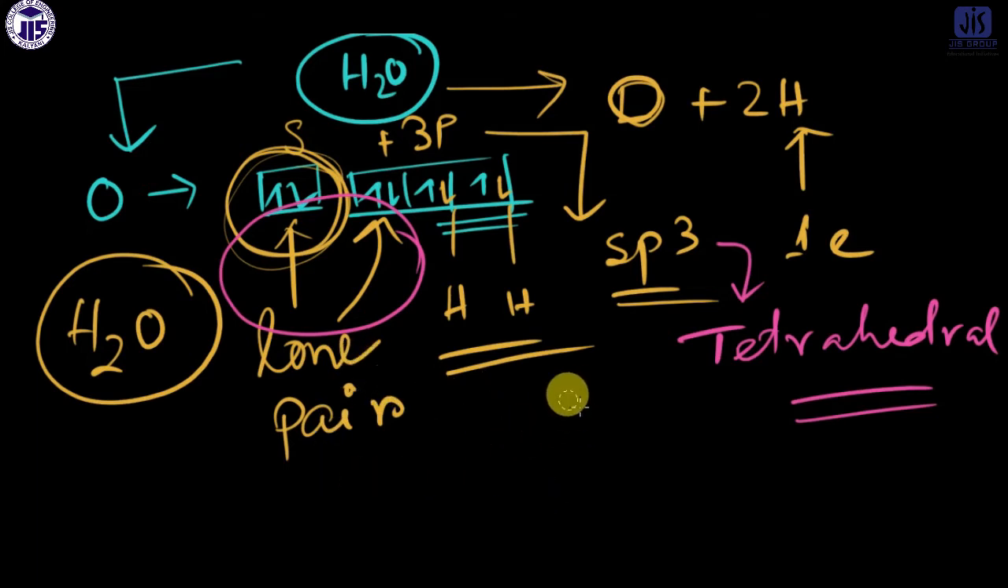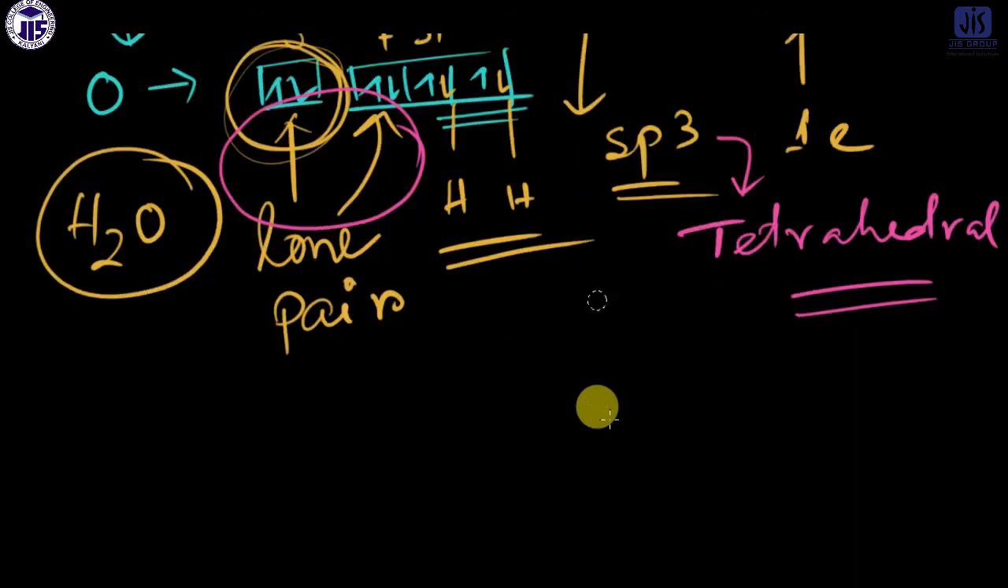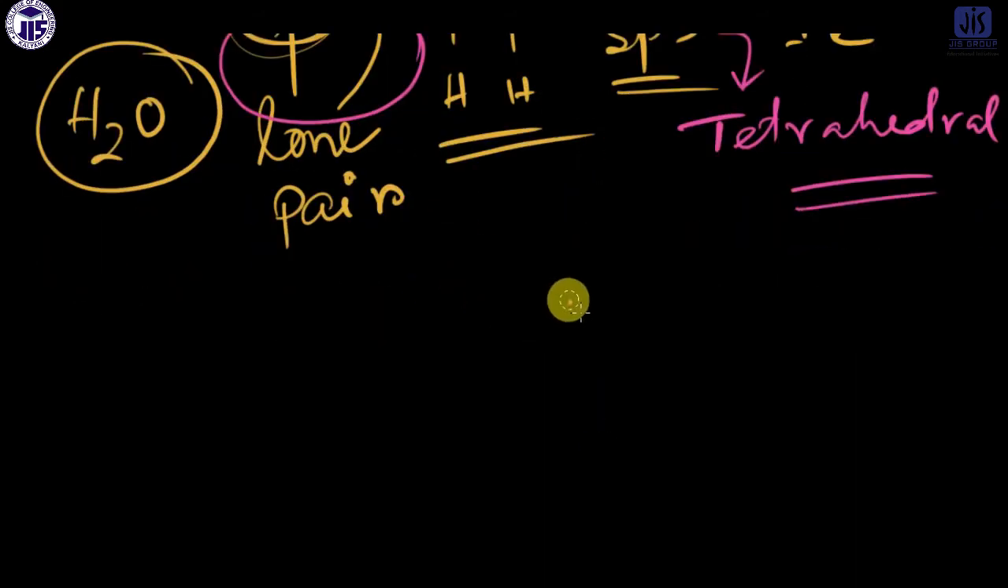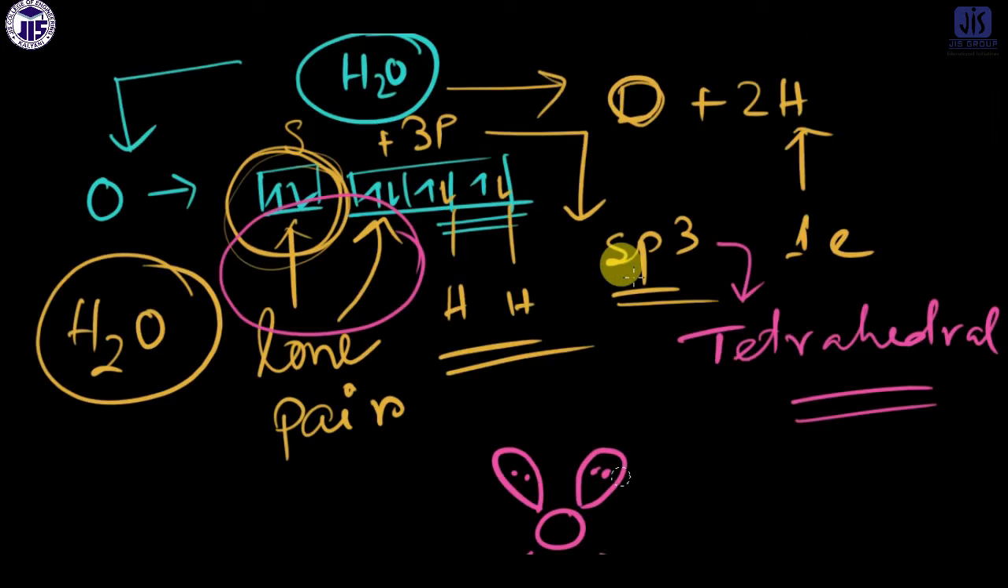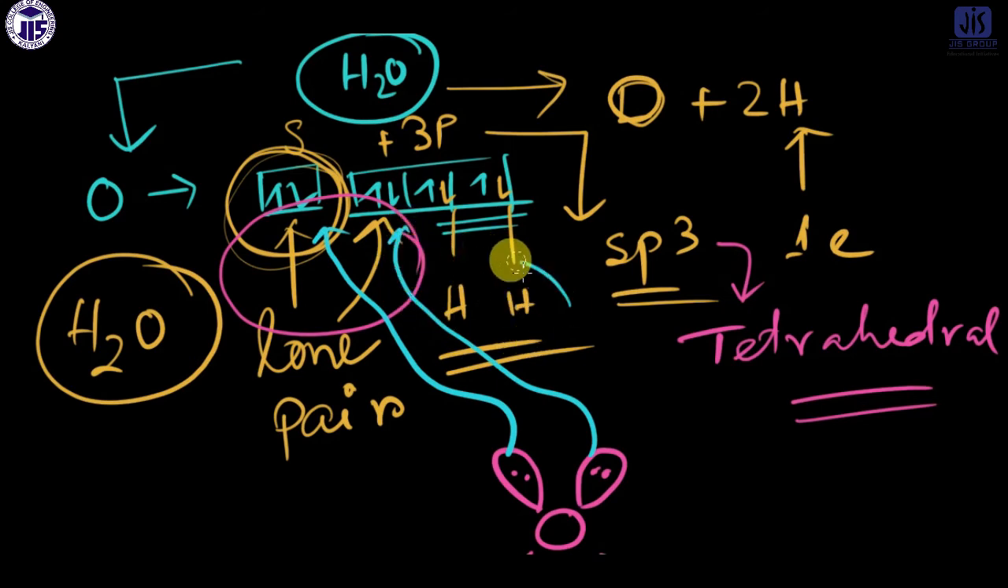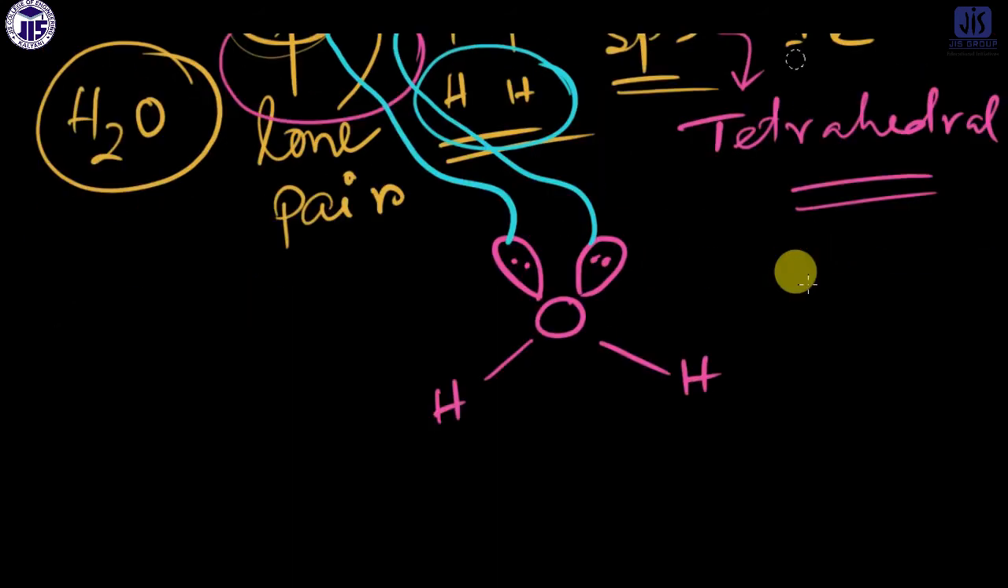So first of all, I'm drawing the shape of the H2O. Then it is the oxygen, and there will be two lone pairs. It is the one lone pair, and it is the another lone pair. Then here one hydrogen, here another hydrogen, here two lone pairs are there. Two lone pairs means here it is one lone pair for this one, another lone pair for this one, and two bonds are already there.